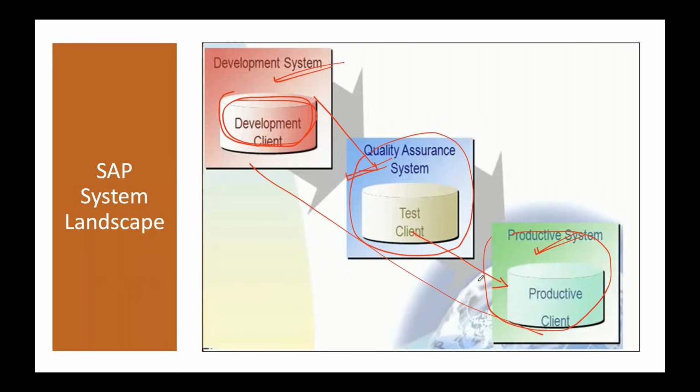In the subsequent classes later on we will discuss this in detail. What exactly we will be doing in development, what exactly we will be doing in the quality system, what exactly we will be doing in the production system, we will understand.